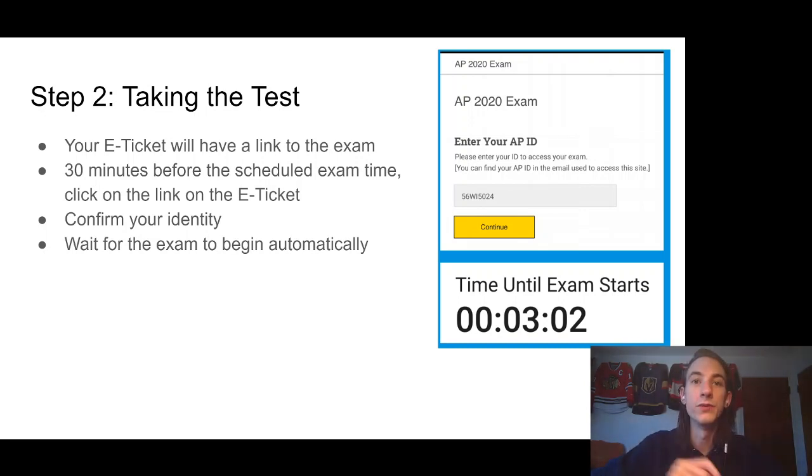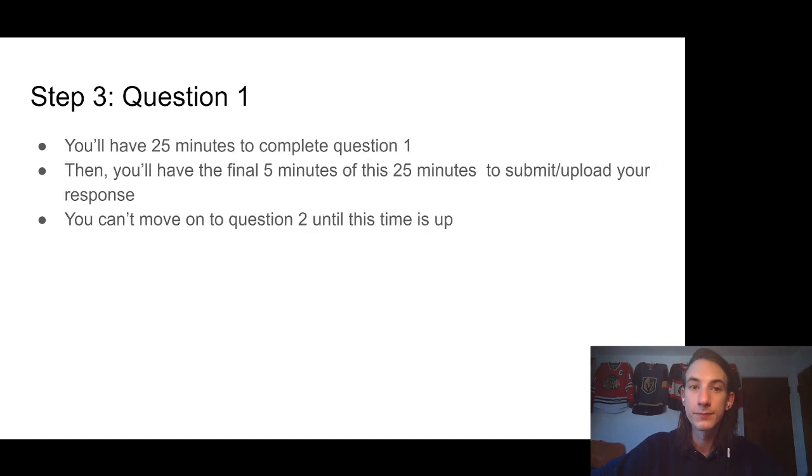Click on that link, use your e-ticket to get here, put in your AP ID, and then it'll just ask you a few questions like your name, your address, your birth date, just to verify that you are the one that's going to take the test. Then a little timer is going to start, and when that timer gets to 0, your exam will begin automatically. So then you'll be brought to question 1.